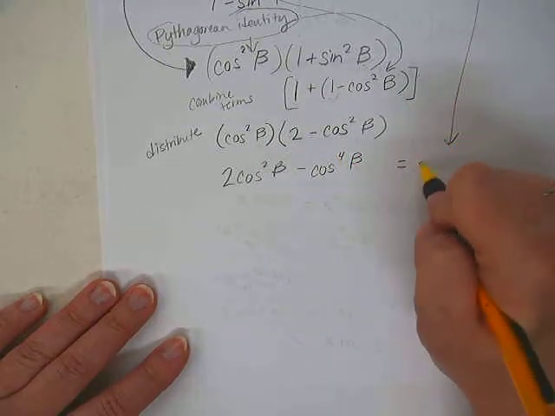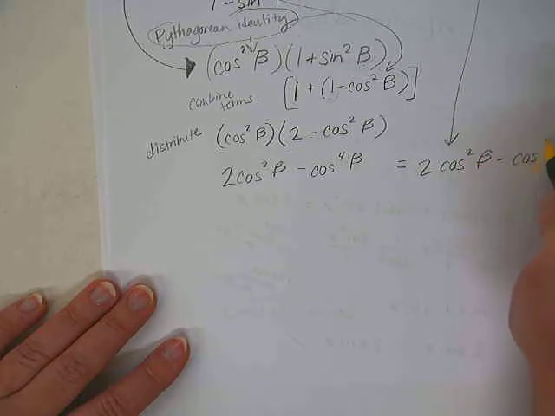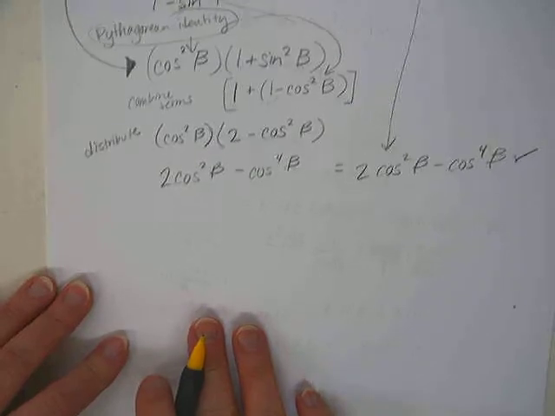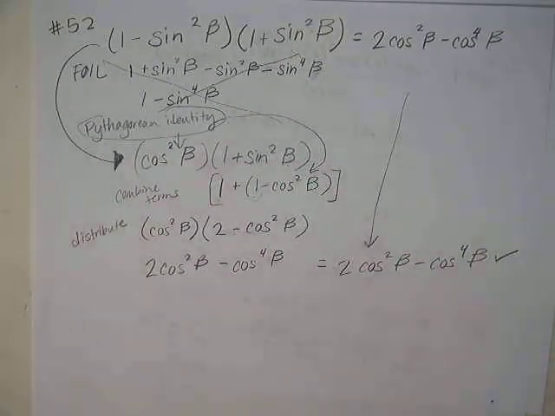So distribute. Cosine squared beta times 2 is 2 cosine squared beta. And then cosine squared beta times negative cosine squared beta is negative cosine to the 4th beta, which matches exactly what we were trying to match.